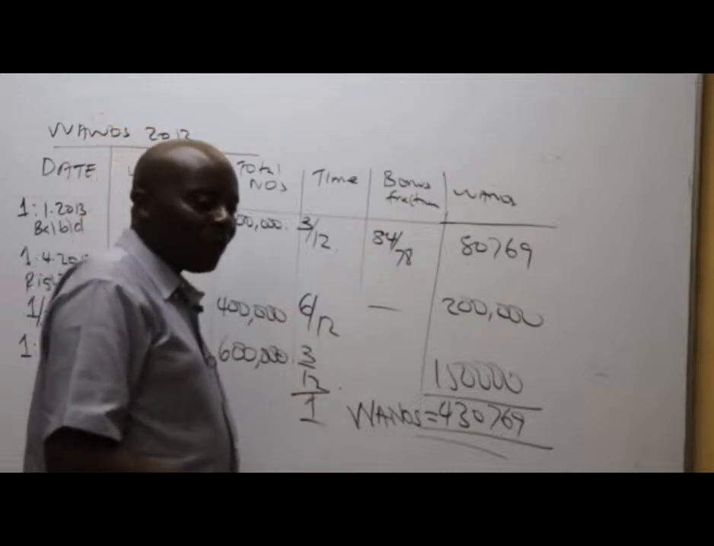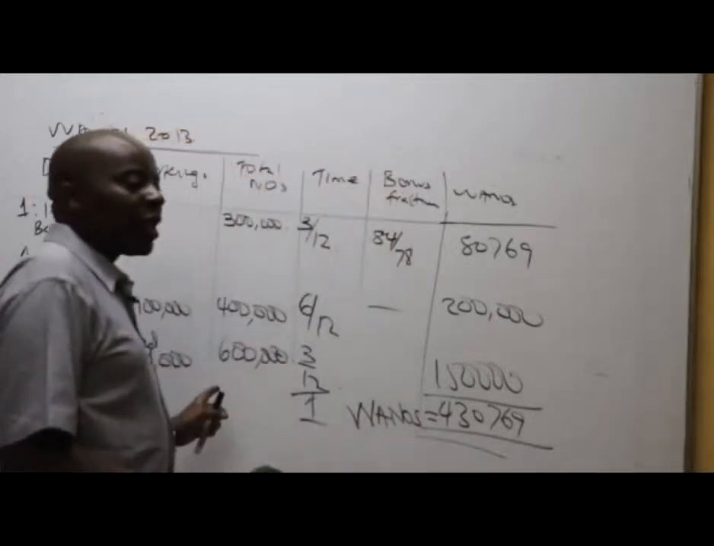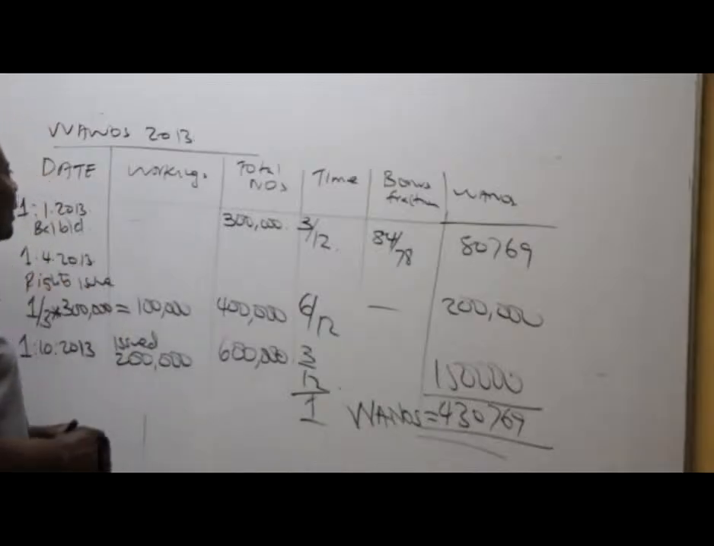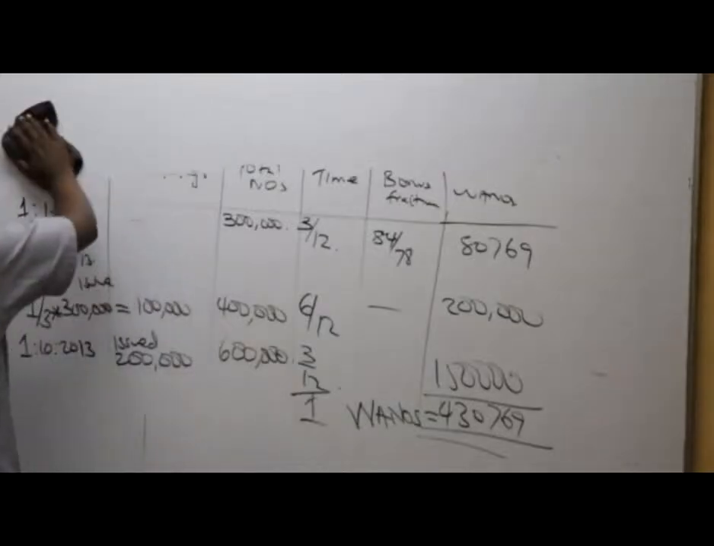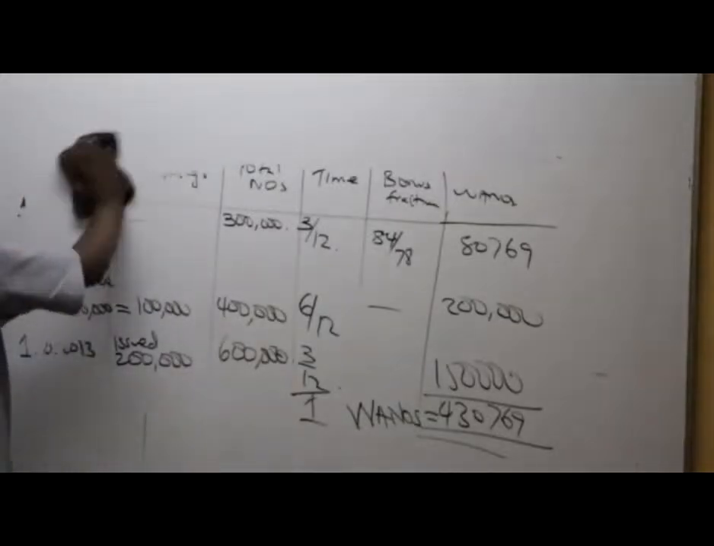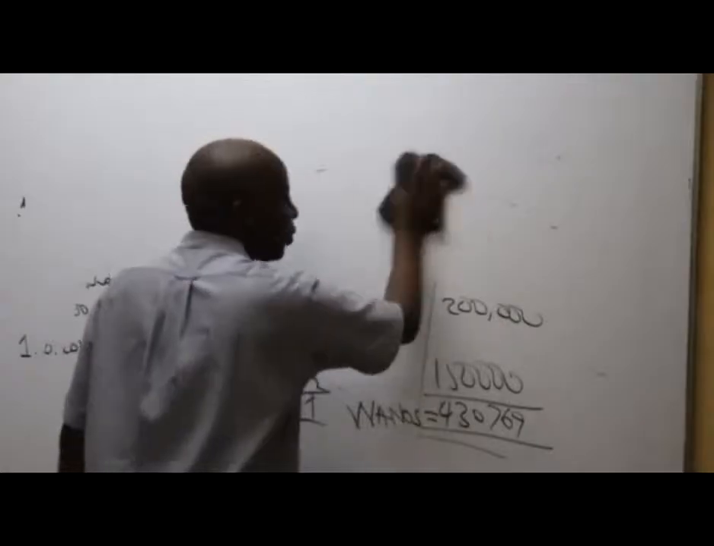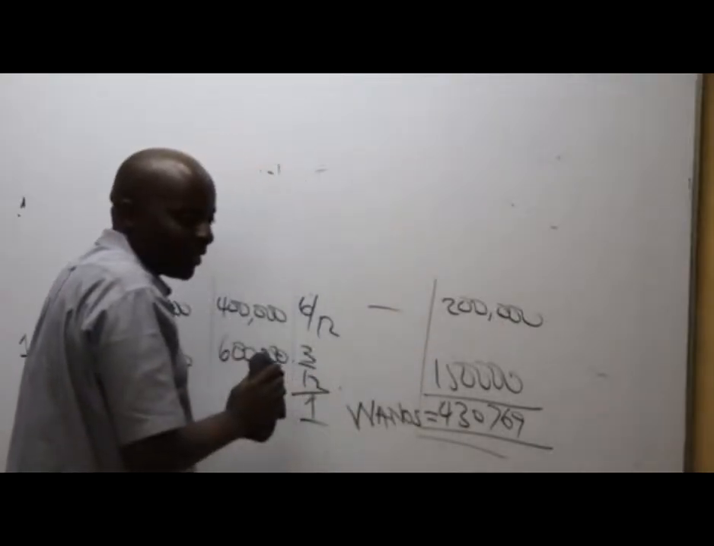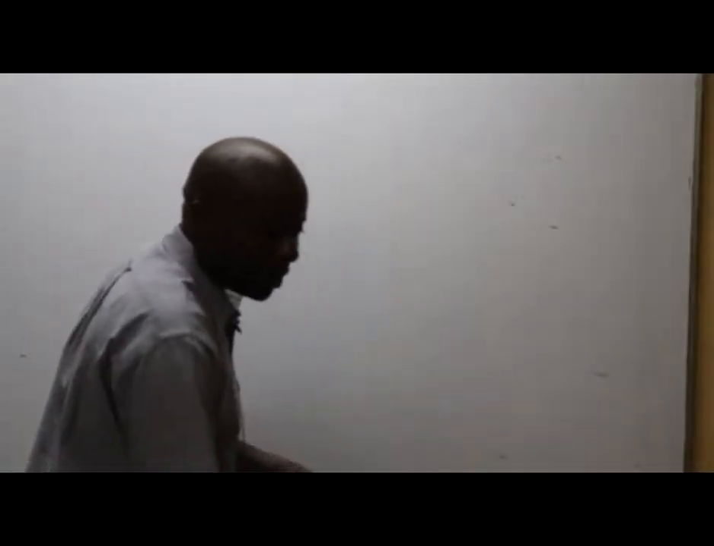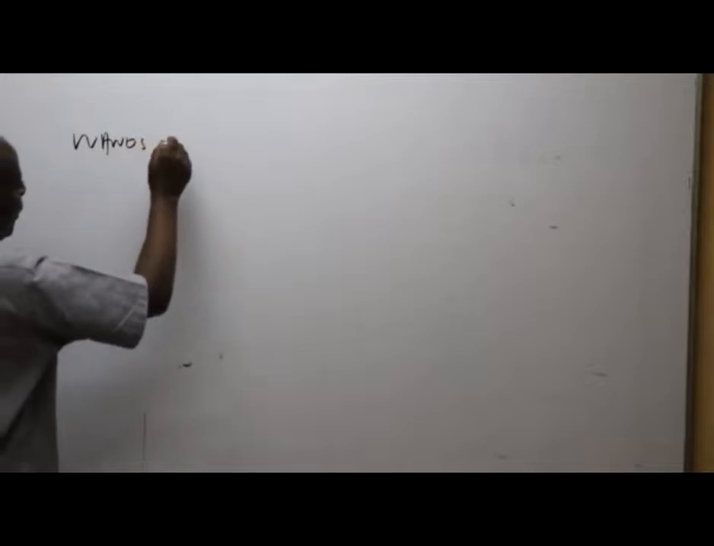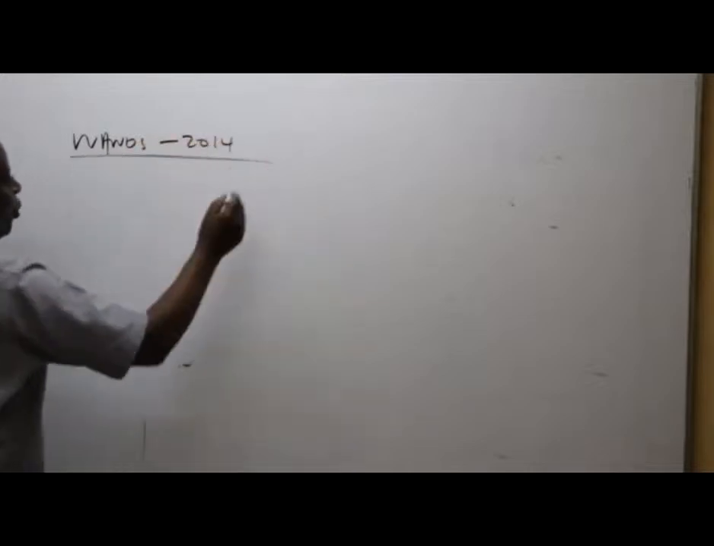Now, from there, ladies and gentlemen, I would want us to rub this, and then we start calculating the one-nos for 2014. I like one-nos for 2014. It's a straightforward thing.